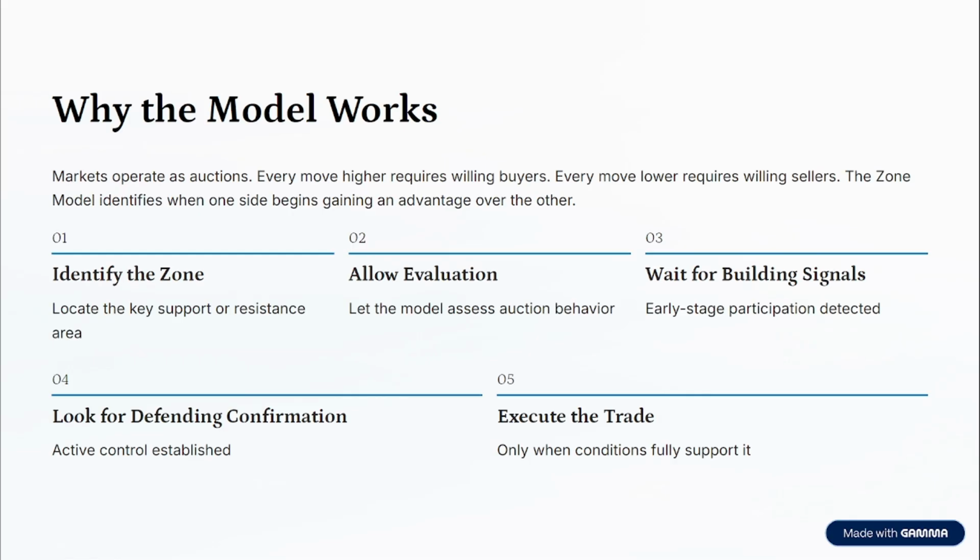The order of the model is as follows. You identify the zone on the chart, which are key support or resistance areas. You allow the auction model to evaluate and make an assessment of the buying and selling behavior. You remain patient and wait for building signals to show, which detects early stage participation. Then you look for buyers defending confirmation, which confirms active control has been established. Then you execute the trade when the conditions fully support it.